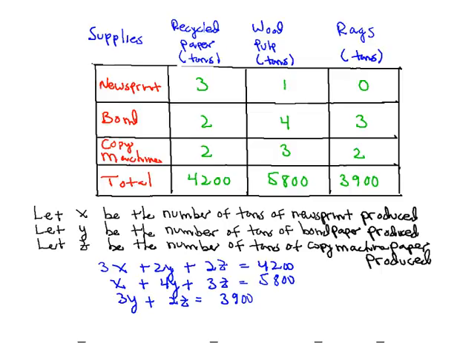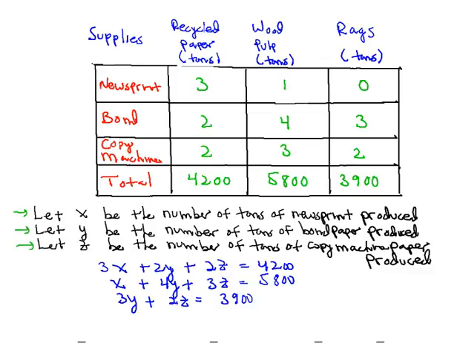Now as far as representing the unknown items, I've chosen to let x be the number of tons of newsprint produced, y the number of tons of bond paper produced, and z then the number of tons of copy machine paper produced. Now we're assuming, of course, in this problem that we're going to use all of the available supplies. So that means we're going to be using all 4,200 tons of recycled paper, all 5,800 tons of the wood pulp, and all 3,900 tons of rags.